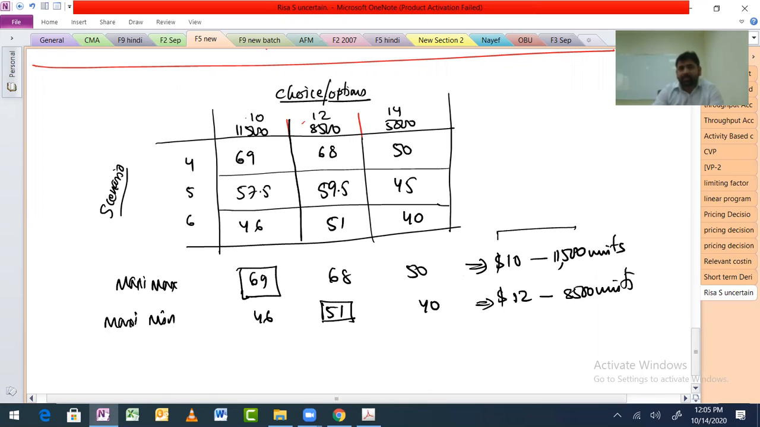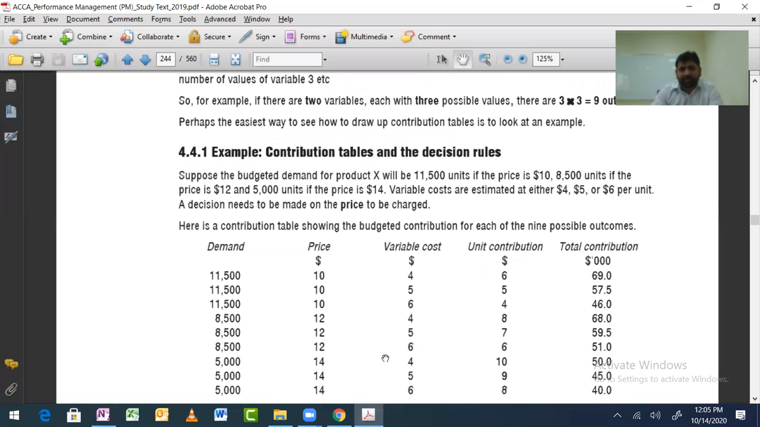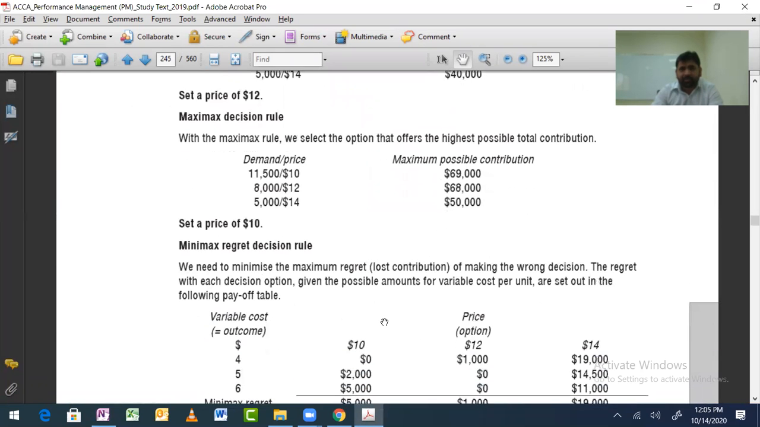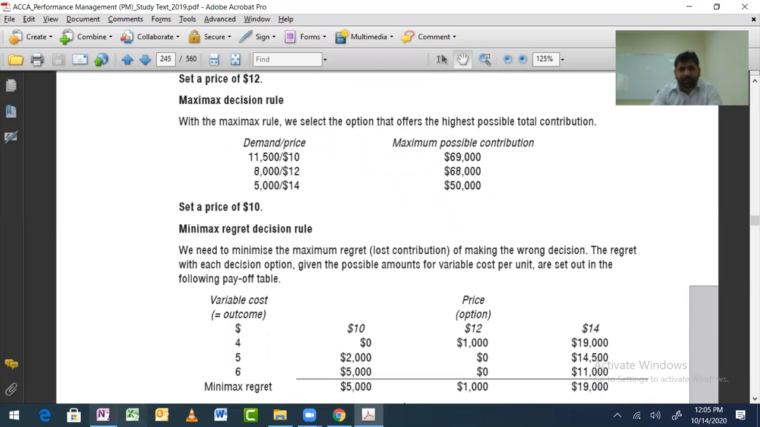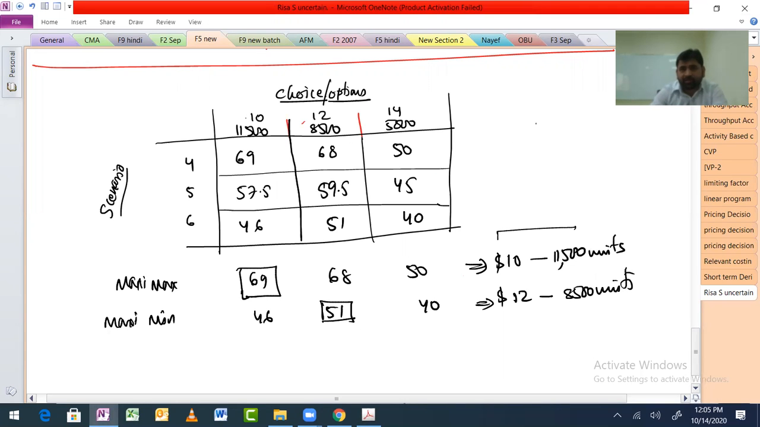Again, regret table, I don't think they have asked here, but even if they have asked, I hope now you can do that. So let's do the regret table. Small one, let's make here only. See, this is the highest, 69. In this line, 59 is the highest. And in the last line, this is the highest, 51.